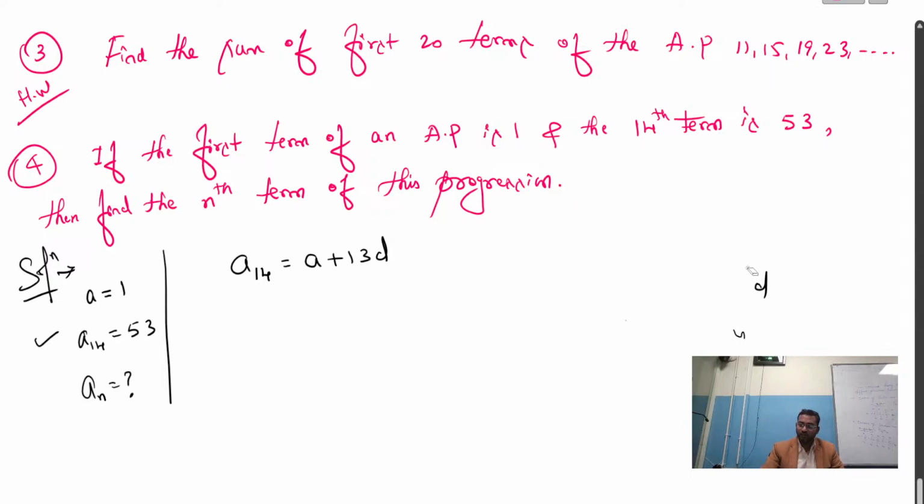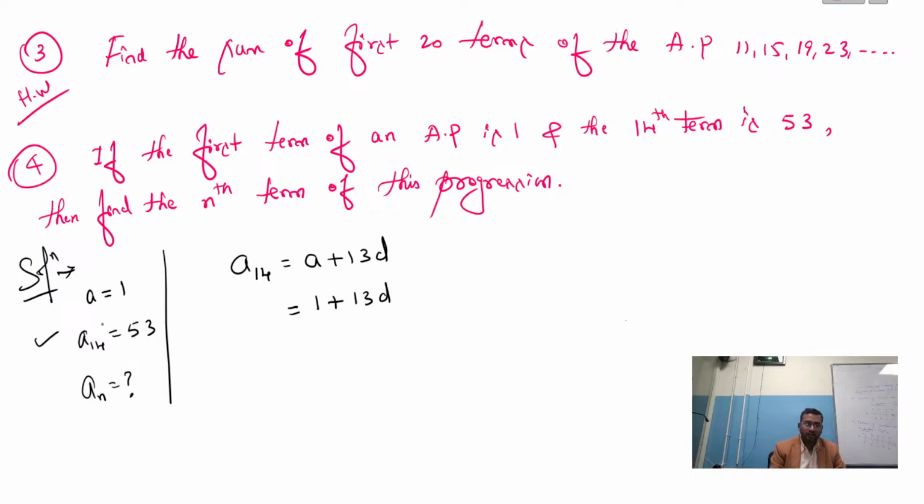So similarly, they have given 14th term. By using that 14th term condition, what can we write? A14 can be written as a plus 13d. What is the value of a? 1. Plus 13, we don't know the value of d, keep it d as it is. What is the value of a14? As you can see, the value of A14 is 53. In place of A14, I am going to substitute 53 here.